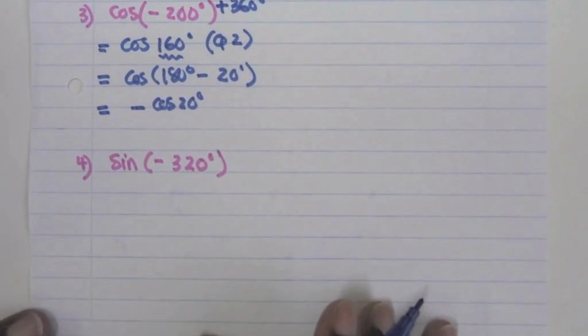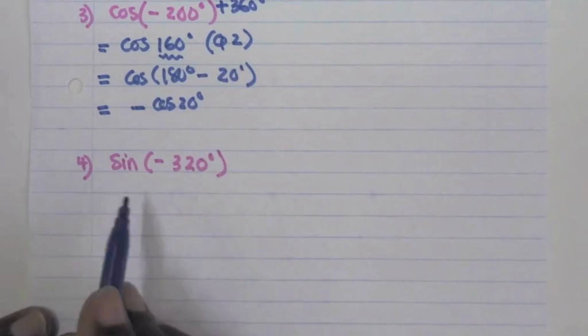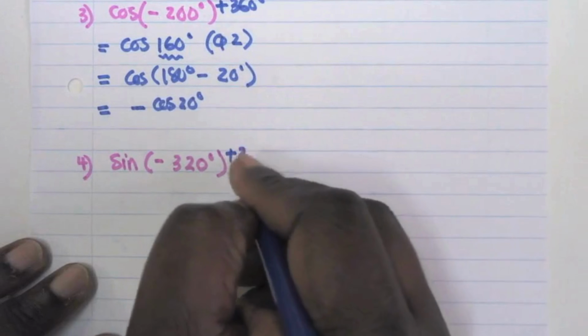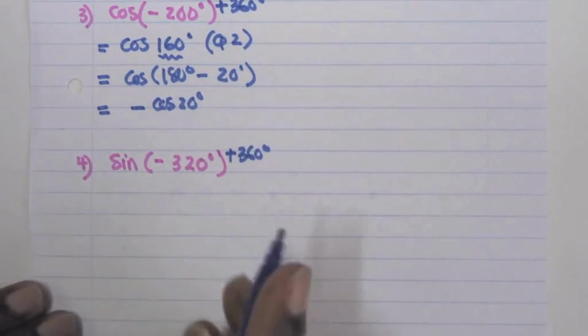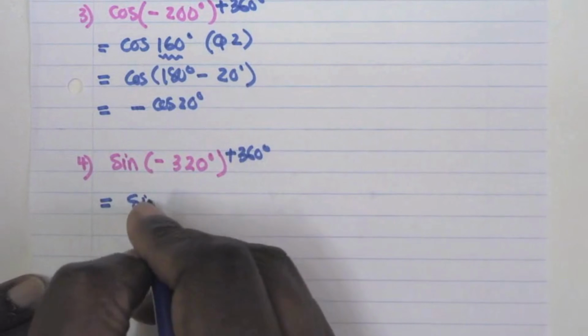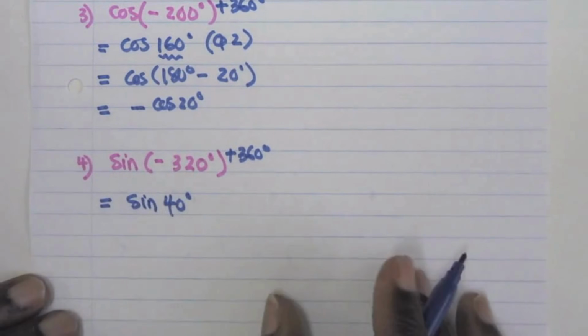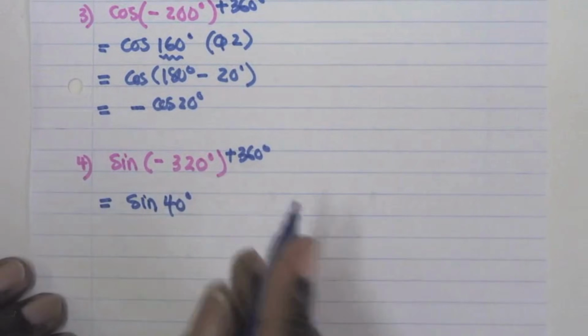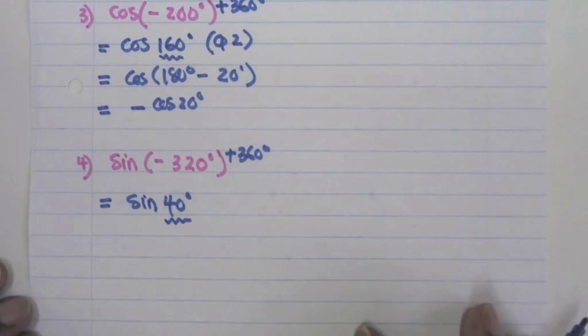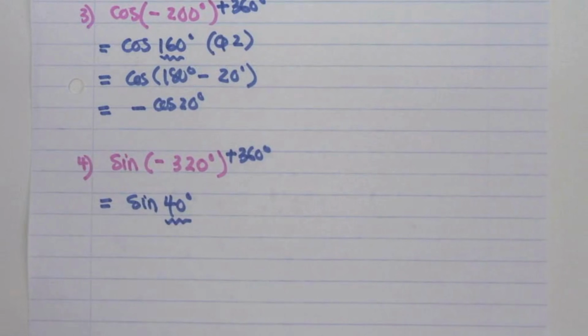If I move on to the next question, I'm also given a negative angle here. So my first step, I should add 360 degrees. And if I do that, I'm going to get sine of 40 degrees. And if I look at this answer that I have here, I can see that 40 degrees is an angle that is between 0 and 90 degrees. So there's no need for me to do the reduction because the angle is acute.